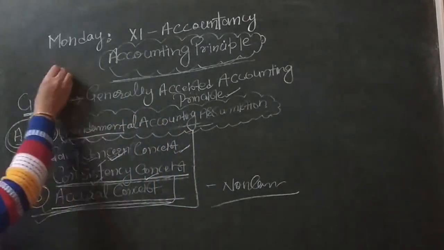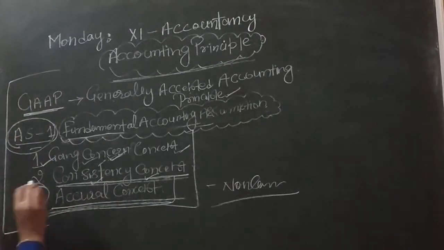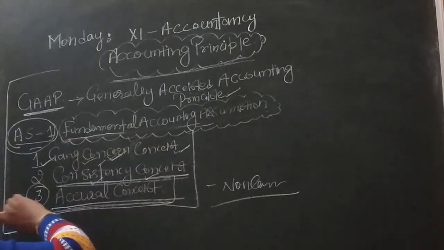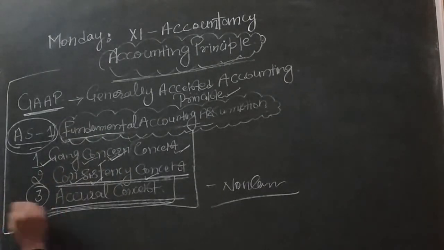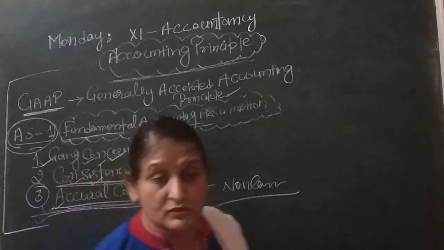So students, there are 3 basic fundamental assumptions of accounting: going concern concept, consistency concept, and accrual concept. Now you have to learn it and make notes of it.